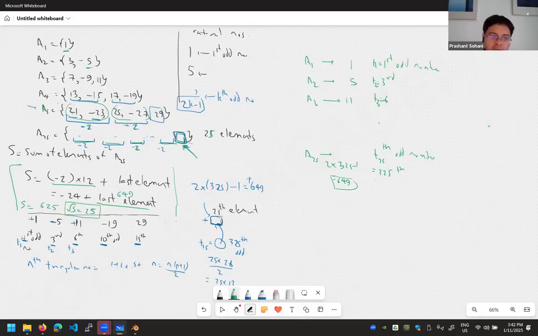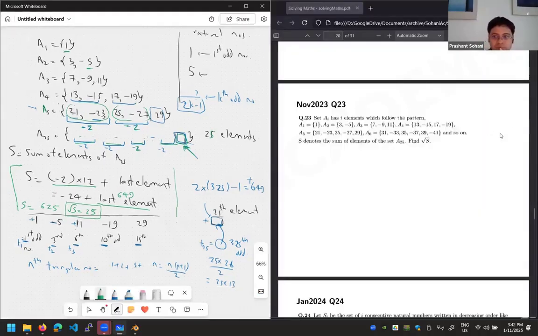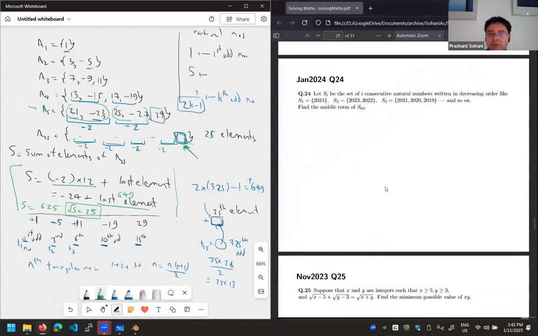Okay, is this clear? Any doubt? Okay, then there is one more question on the topic of sequences and series. Question 24.